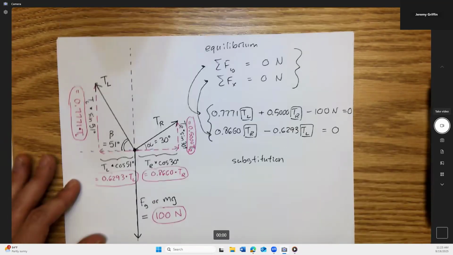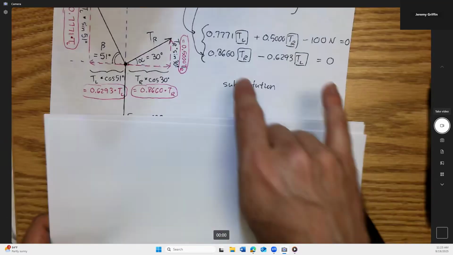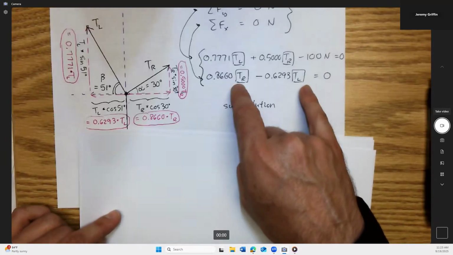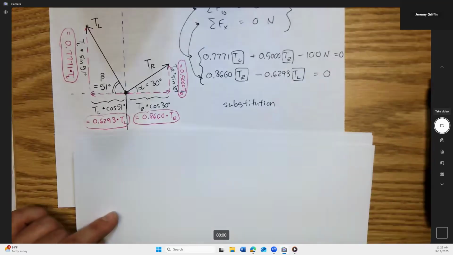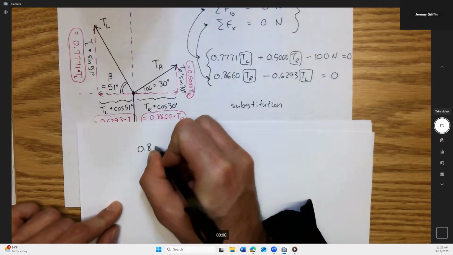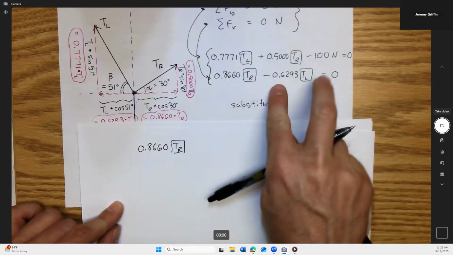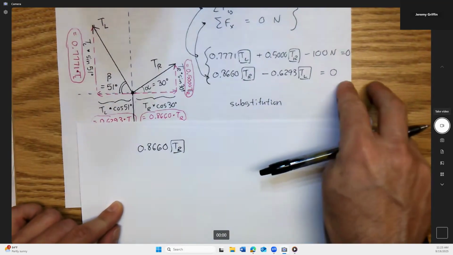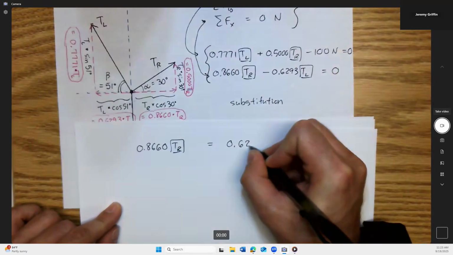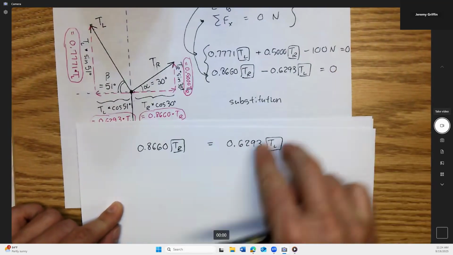So I'm gonna open up a new paper right here. I'll start with this horizontal equation. I'm going to get one tension in terms of the other tension, and I'll substitute that later into the first equation. So 0.866 tension right. Guys, can I just take this tension left and slide it over to the other side? So we'll say equals 0.6293 tension left. That's okay, right? I just added that over.